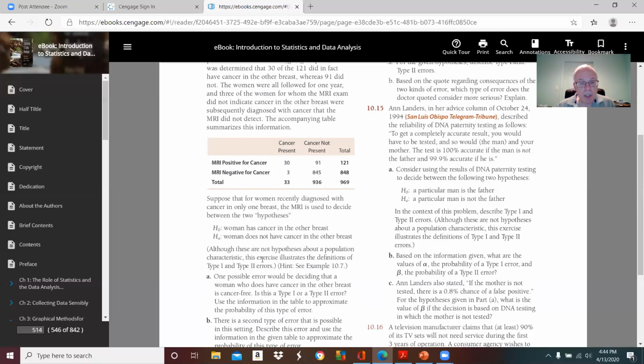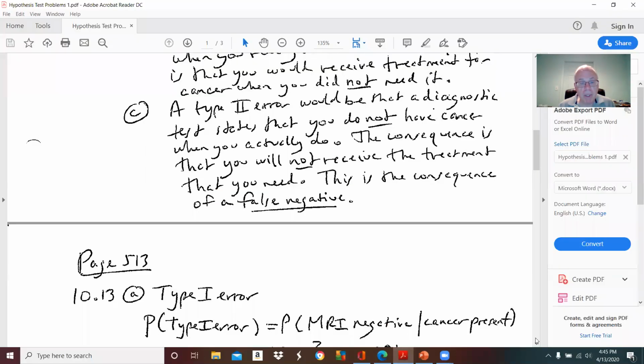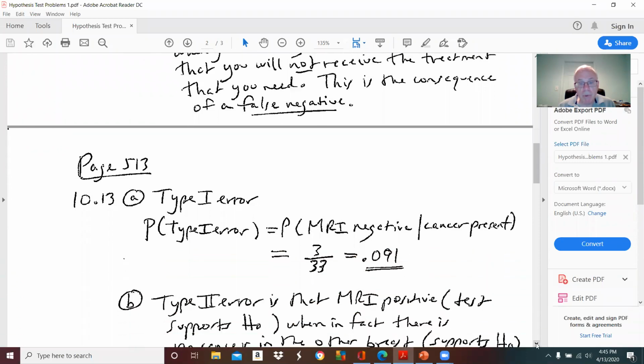What they're saying here is the woman does have cancer. So cancer is present, and we're dealing strictly with this column here. There are 33 women who have cancer. Out of those 33, 3 of them had an MRI that was negative for cancer, in other words, showed that you did not have cancer. So the probability of a type 1 error in this case would be 3 divided by 33, which is equal to 0.091.